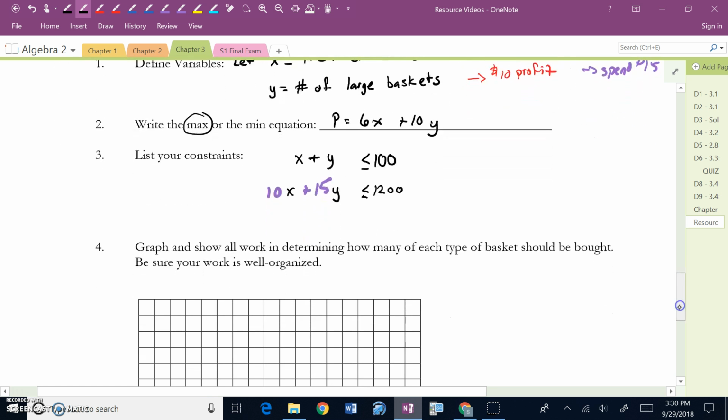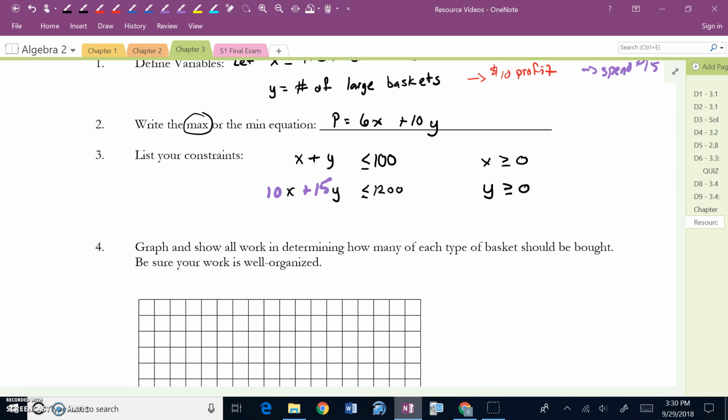There are two implicit constraints in here that we should list as well. We cannot sell less than 0 small baskets, and we cannot sell less than 0 large baskets. So our implicit constraints here are x is greater than or equal to 0 and y is greater than or equal to 0.